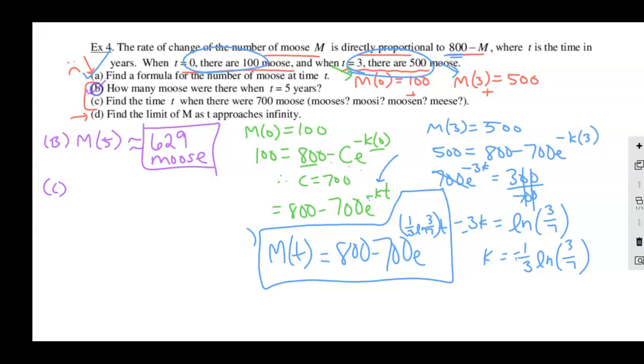Part C, so that's done. Actually, let's do part C in different. No, we'll just keep doing it in purple. So part C, we would be finding when it's going to be 700. So we'd set that function equal to 700.